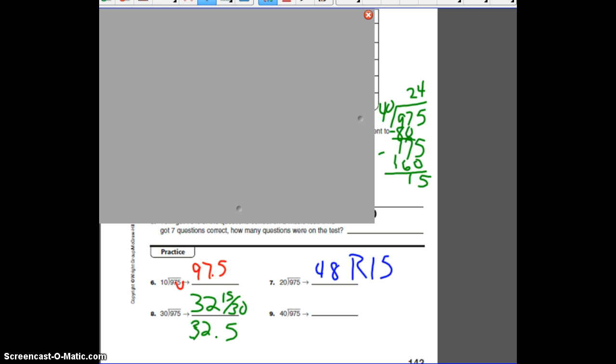So on this one, 24 and 15/40ths, and you can reduce that one. Divide them both by 5, and you get 3/4, or you could just leave it as 24 remainder 15, or you can leave it as that fraction that's not simplified, 15/40. That works too.